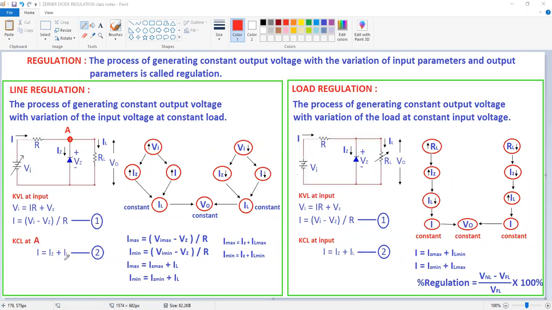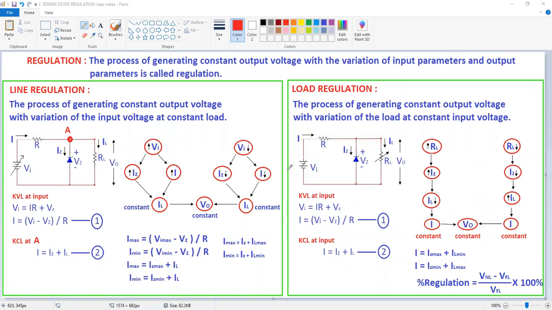If IL is constant, what will happen? From this circuit diagram, IL is constant, RL is already constant. Why? Because in the case of line regulation, input varying, output constant. Here, IL constant, RL constant, then output voltage is also constant.